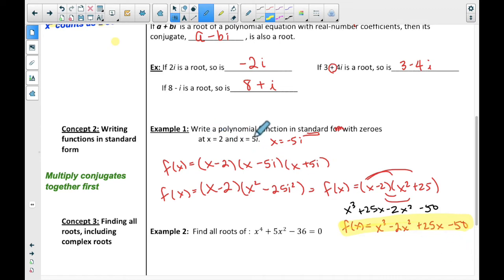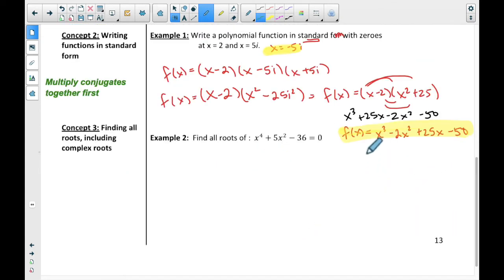So the question was, write a polynomial function in standard form with zeros of these. We had to add this one to it, and when we multiply it out, this is what we get. Let's take a look at another example. So in that last problem, we started with factored form and we got down to standard form.